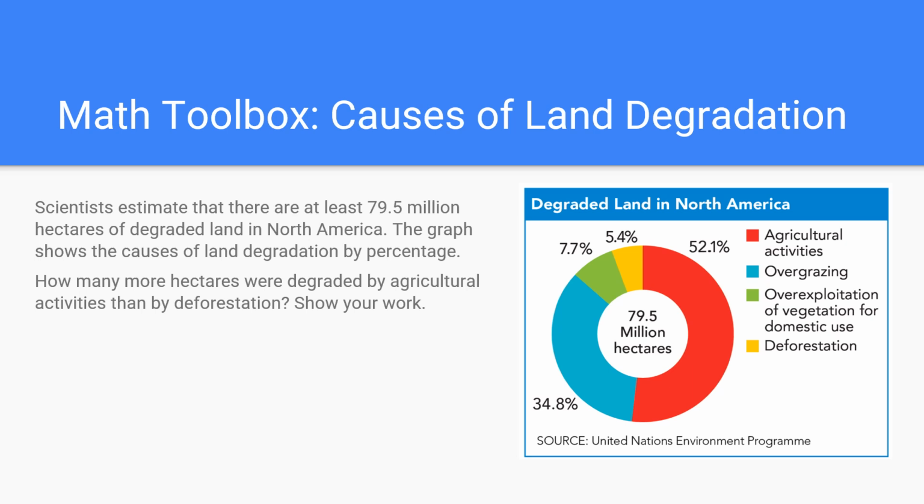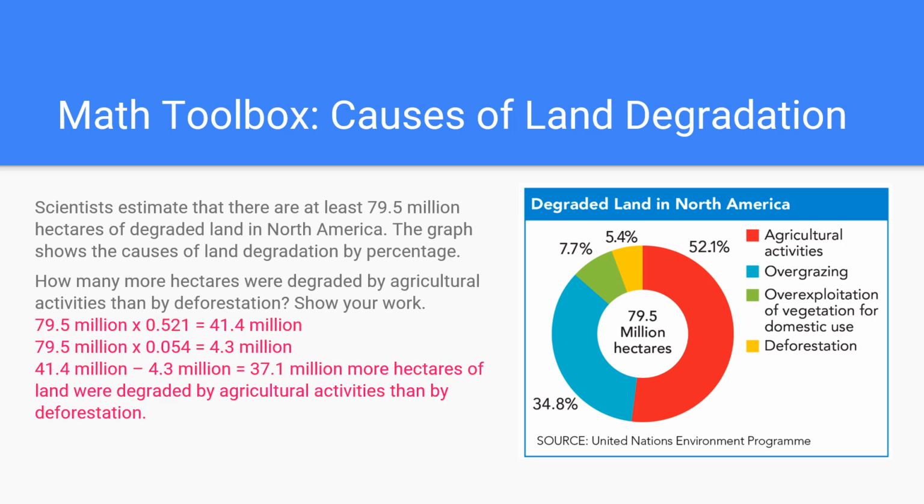Our math toolbox, causes of land degradation. Scientists estimate that there are at least 79.5 million hectares of degraded land in North America. The graph shows the causes of land degradation by percentage. How many more hectares were degraded by agricultural activities than by deforestation?